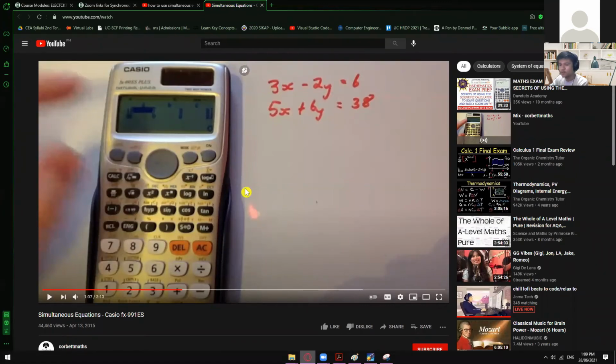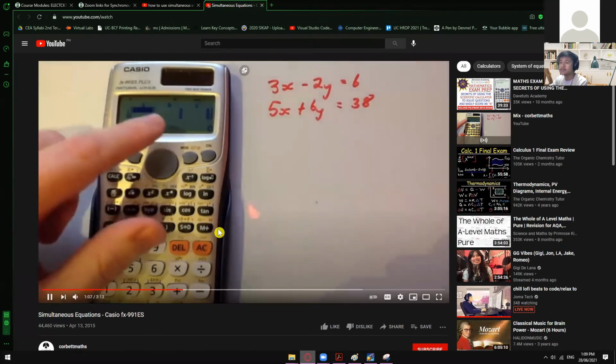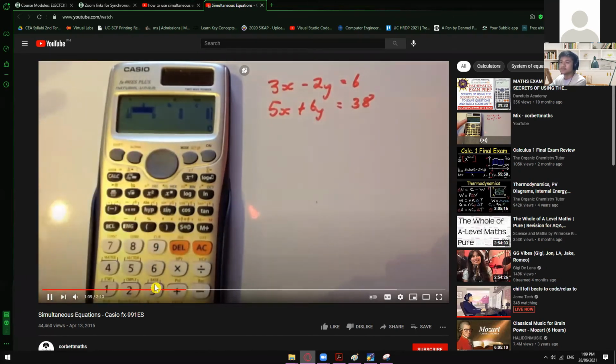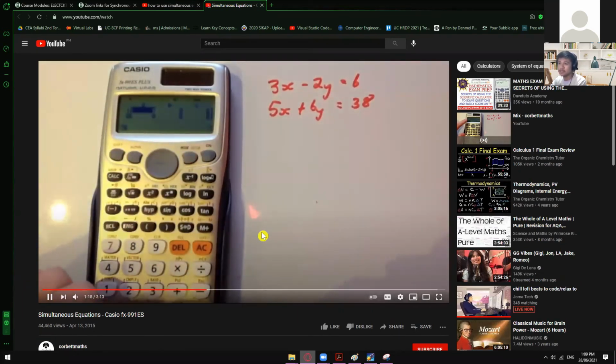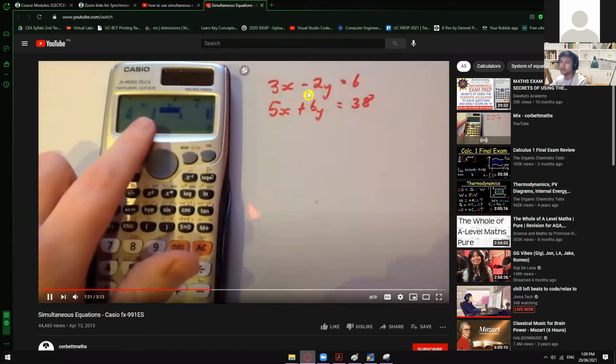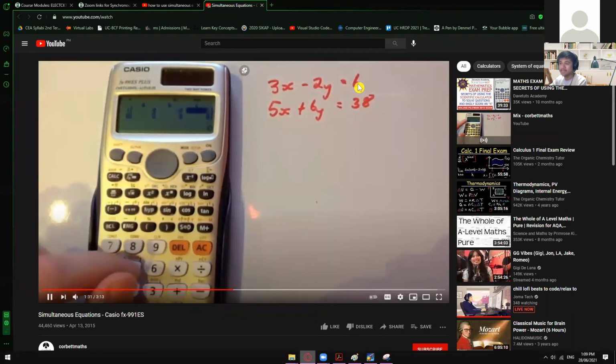Well, anyway, just watch this one, find it on YouTube: how to use simultaneous equation in a calculator. After clicking the number 1, it will give you this. Just enter the first value, which is 3, and then equals. The second one is -2, so you have to negate that one also: -2 and then equals. The last one is +6, so 6 and then equals.